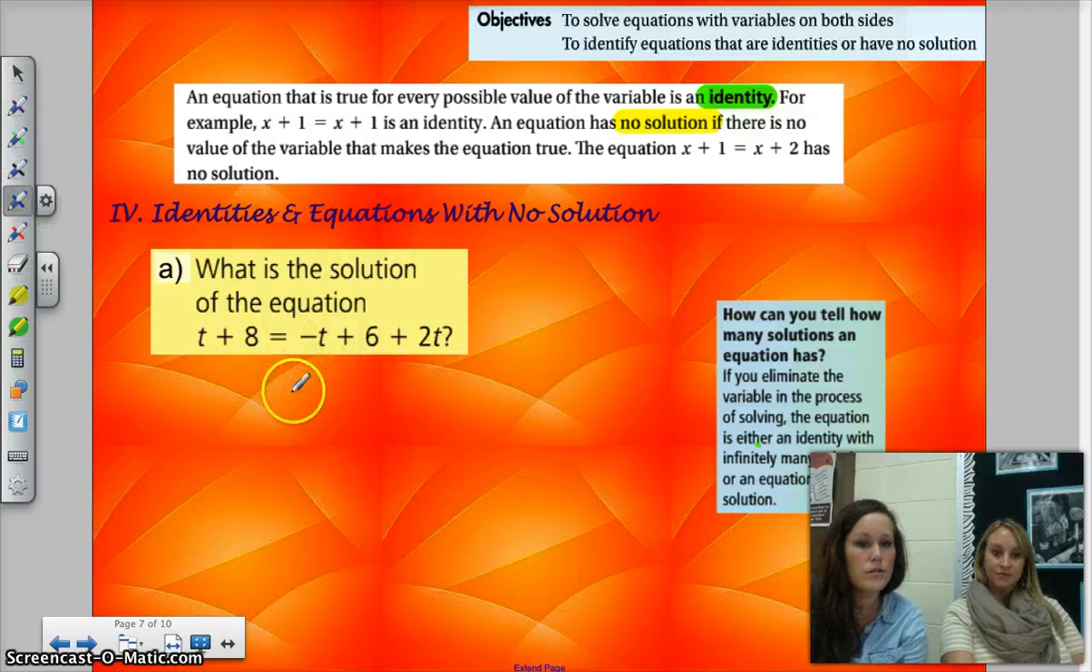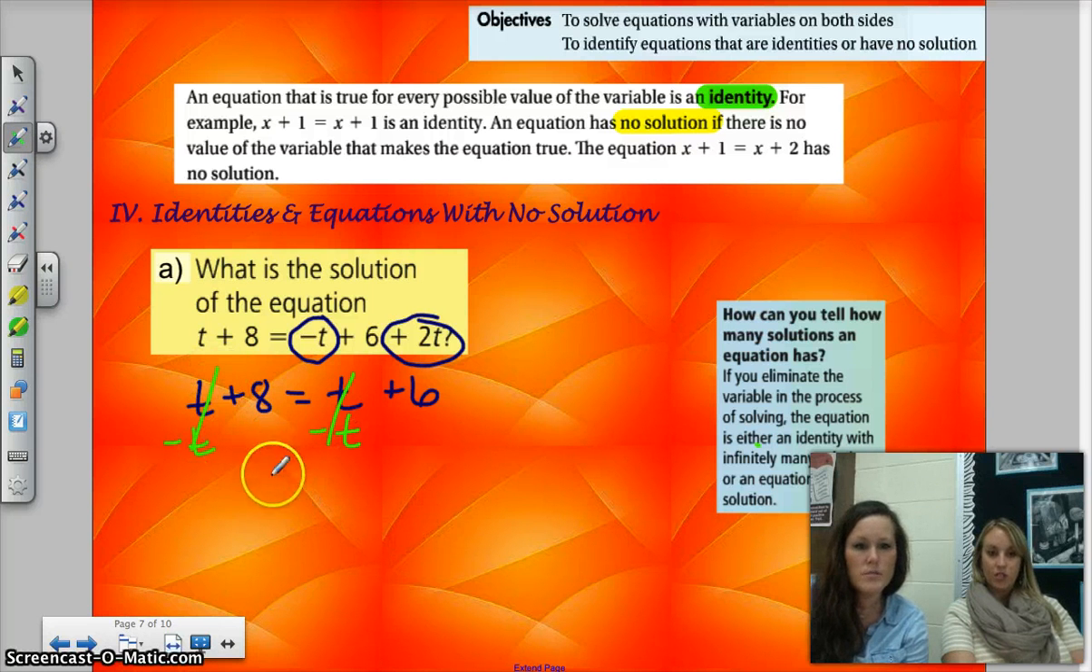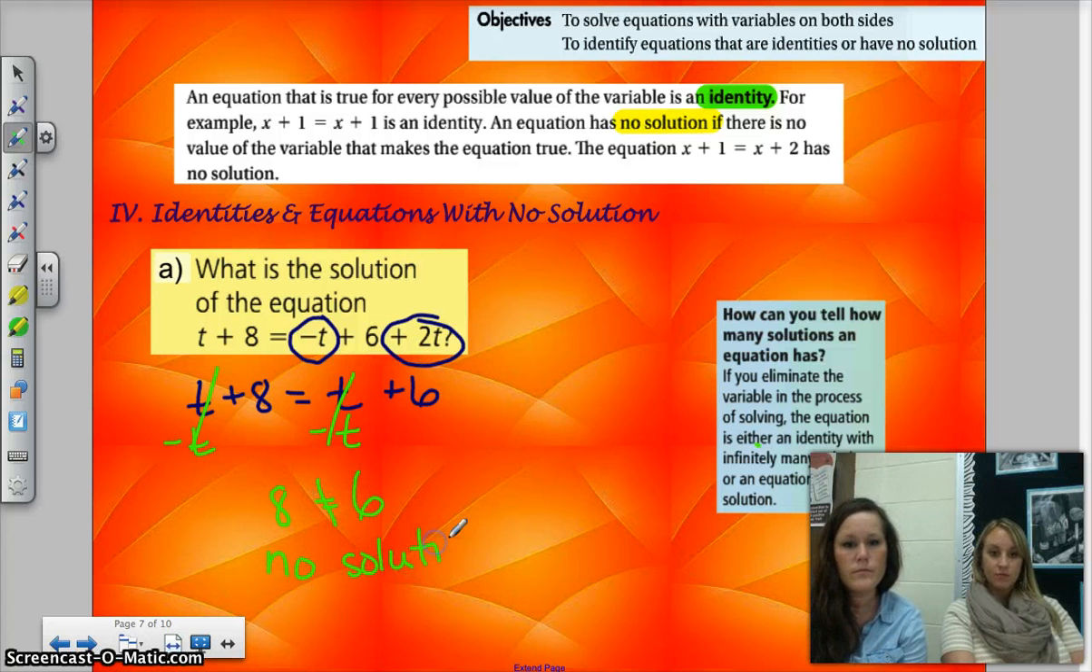All right, so we're going to combine like terms first. This and this. I'm going to have t plus 8 equals -t plus 2 is a t. 1t plus 6. Then I'm going to subtract t. Oh, shoot a monkey. Uh-oh, I crossed both out. So now I have 8 equals 6. Nope, this is no solution. It is just that easy, guys. That's what you write. Same thing you've always done. That's your answer.